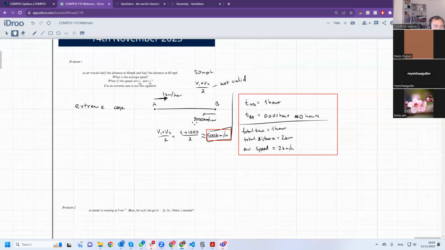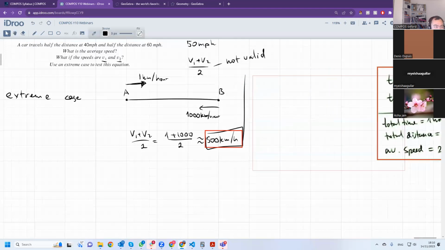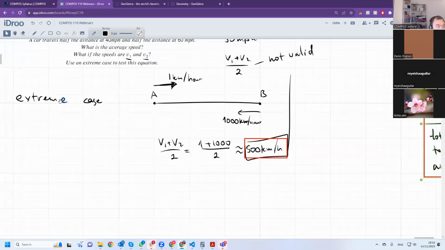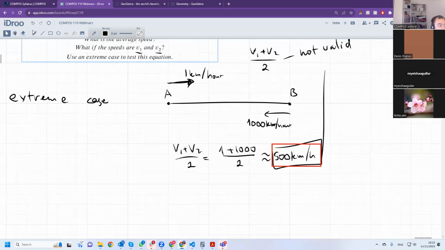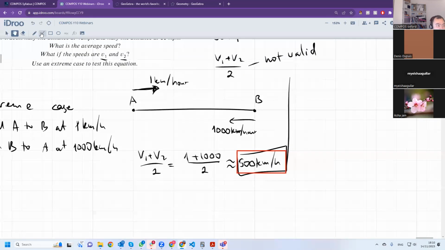Let me just write a few comments here, because this is an extreme case. In the extreme case, travel A to B at 1 kilometer per hour, and travel B to A at 1,000 kilometers an hour. Traveling from A to B takes you 1 hour because it's 1 kilometer and you are traveling at 1 kilometer per hour. This is for assignment 3.